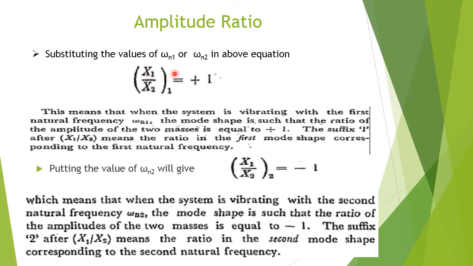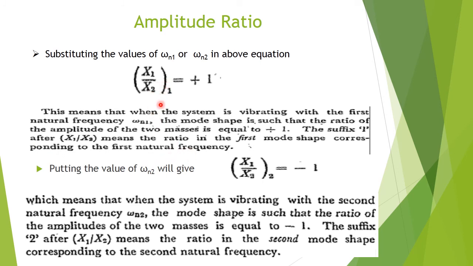By putting for omega n1, k by m, we will get x1 by x2, the mode shape, equal to plus 1. This means when the system is vibrating with the first natural frequency omega n1, that is under root k by m, the mode shape is such that the ratio of the amplitudes of the two masses is equal to plus 1, and suffix 1 shows the first mode shape, corresponding to the first natural frequency.